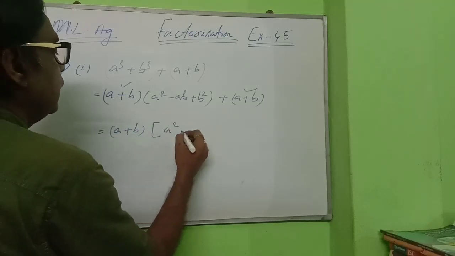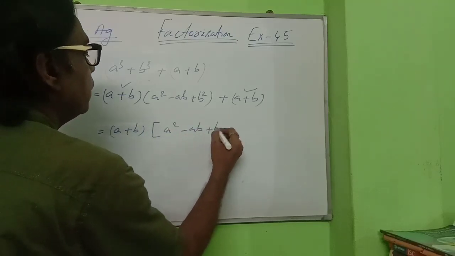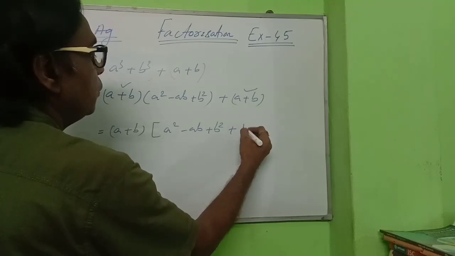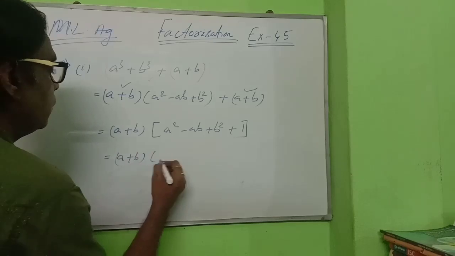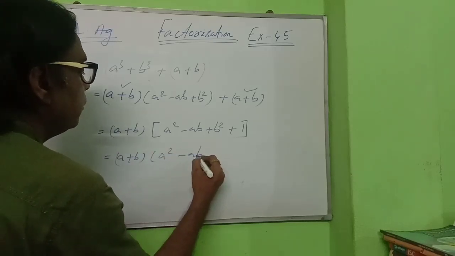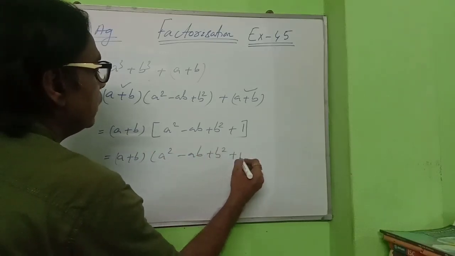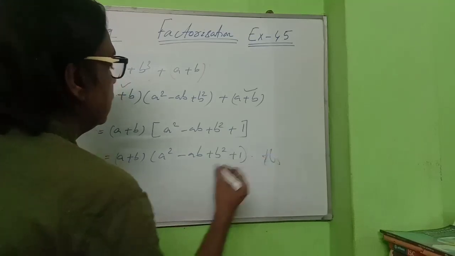Just see a square minus ab plus b square, and here taken common, that is 1 left. The final answer is that only: a plus b whole into a square minus ab plus b square plus 1. This is the answer of number 6 first part.